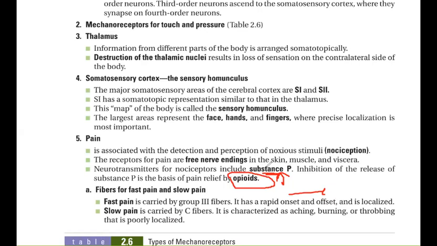This is important. The thing I told you previously was important regarding the neurotransmitter. For fast it is glutamate, and for slow it is substance P. And the drug opioid inhibits the release of substance P. Please remember this, it is written also over here.